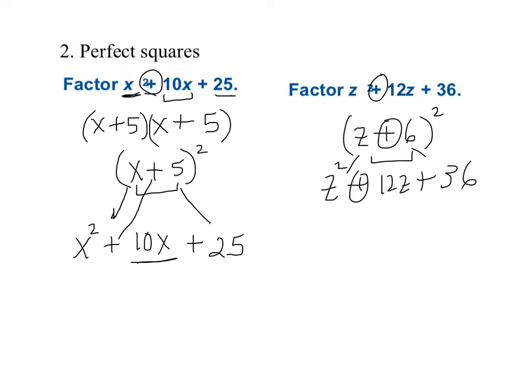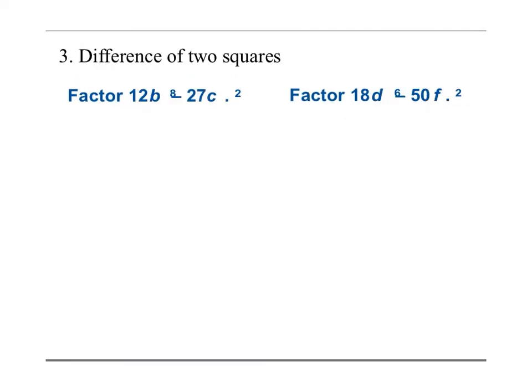It's a great idea to try to recognize the perfect squares. It makes factoring so much easier. The difference of two squares, usually what you see is, if it's factored, this is really simple, x minus 2, x plus 2. One of the factors is positive, the other is negative.